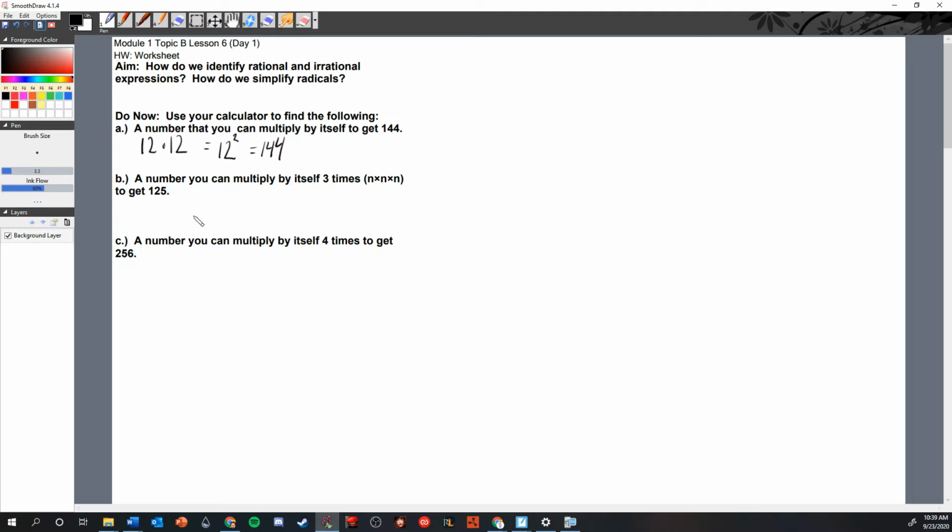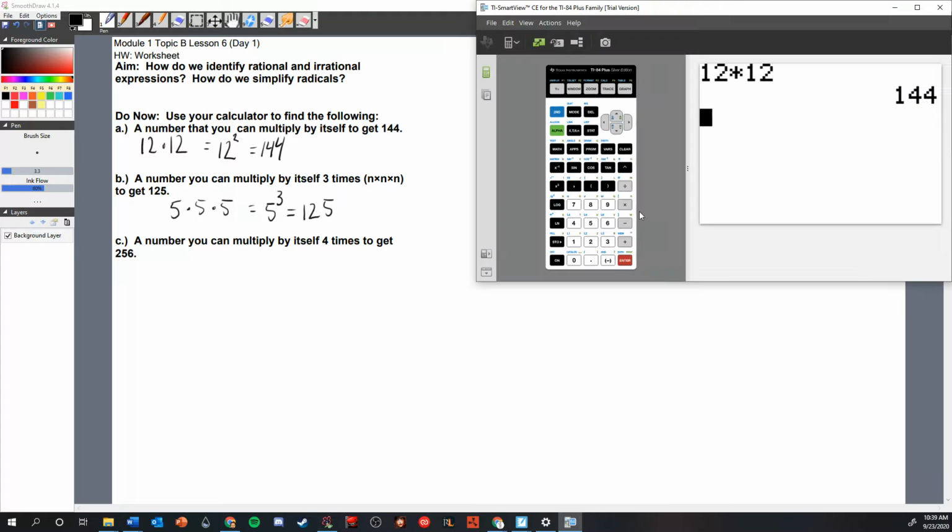Okay. A number you can multiply by itself 3 times to get 125. This might have been a little more challenging, but if you got 5 times 5 times 5, or 5 cubed, that would have worked. And just to practice plugging it in the calculator, right? 5. Now we could use the little caret button up here to raise it to the third power. Or we could do 5 times 5 times 5, right?